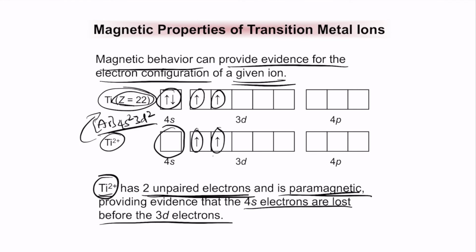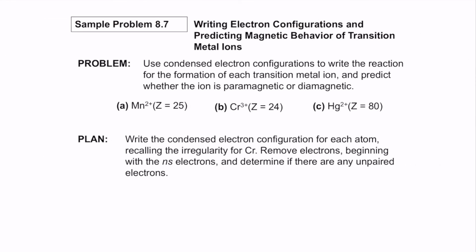It provides the evidence that the 4s electrons are the ones that are lost before the 3d electrons, because if it were not paramagnetic, we would think that the 3d electrons are the ones that go first when you remove electrons. But because it's magnetic, we can say that the 4s electrons are the ones that go out. So use the same principle now. Pause the video right here and try to predict the magnetic behavior of the following atoms.